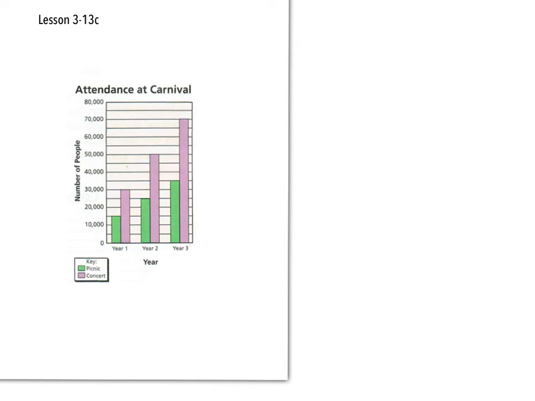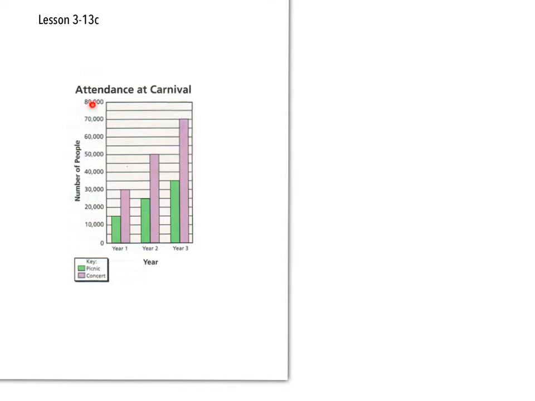Once again, fifth graders, we can't do both the graph paper and the image, so we're just going with the image. Here we have a double bar graph, and if you notice here on the key, we have the green being the number of people who attended a picnic, and the purple being the number of people who attended the concert. So year 1, year 2, year 3, and just kind of look and see.